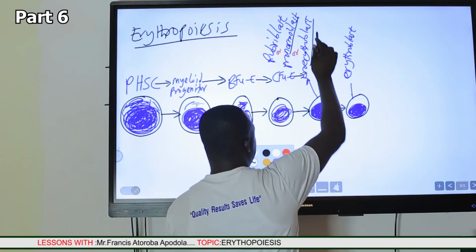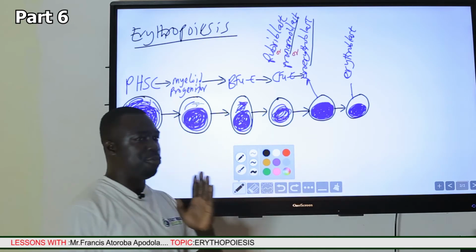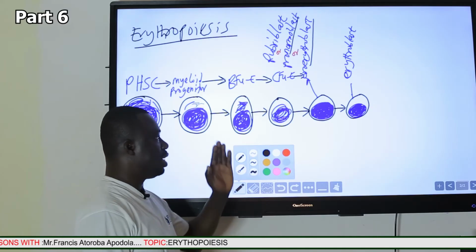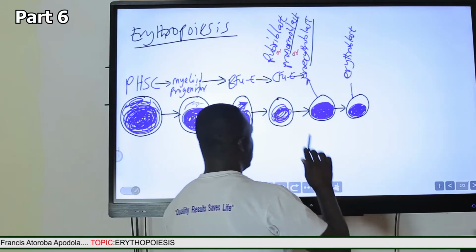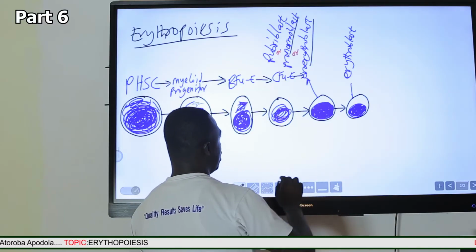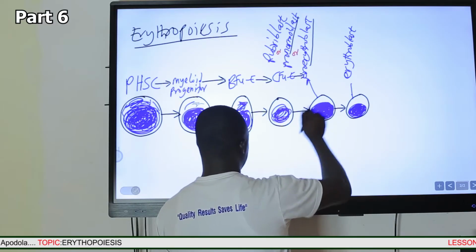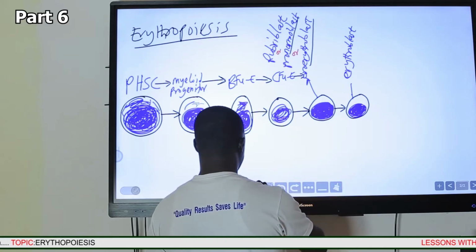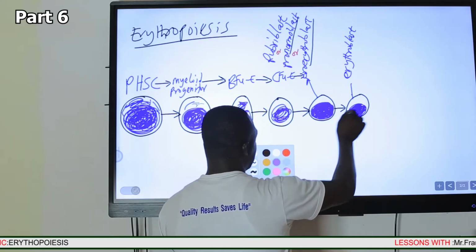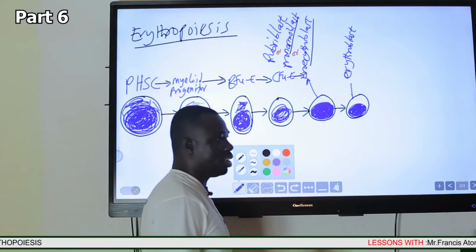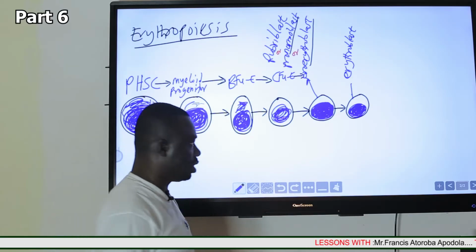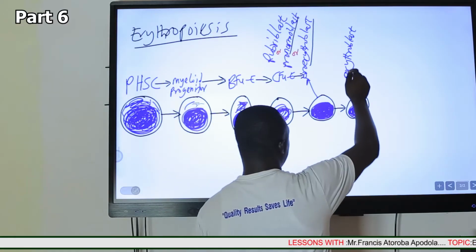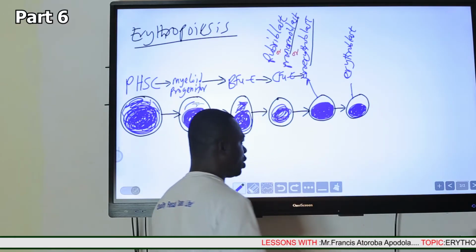This proerythroblast happens to be the first precursor cell in the RBC lineage. In this erythroblast, the nucleus contains genetic material, and so we have the genes in the erythroblast stage. This is the stage where hemoglobin synthesis actually begins. So hemoglobin synthesis begins in the erythroblast.